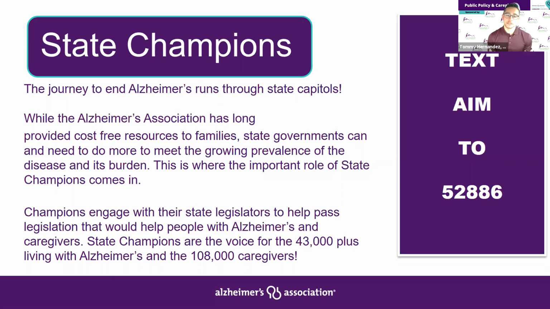So while the Alzheimer's Association has long provided cost-free resources to families, we know that state governments can and need to do more to meet the growing prevalence that follows this disease and its burden. This is where the important role of State Champions comes in. Champions engage with their state legislators to help pass legislation that would help people with Alzheimer's and caregivers. State Champions are the voice for the 43,000 plus living with Alzheimer's and 108,000 caregivers.